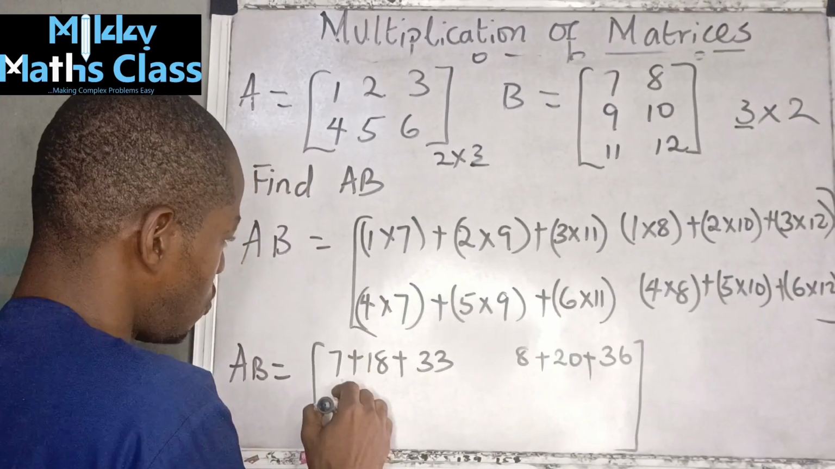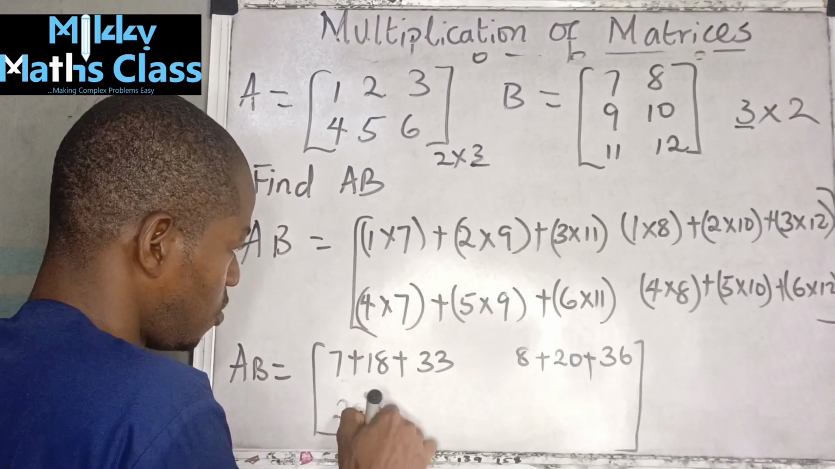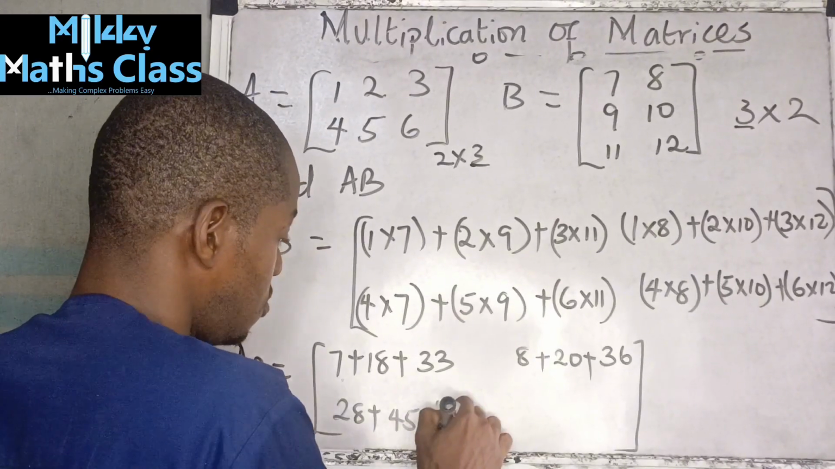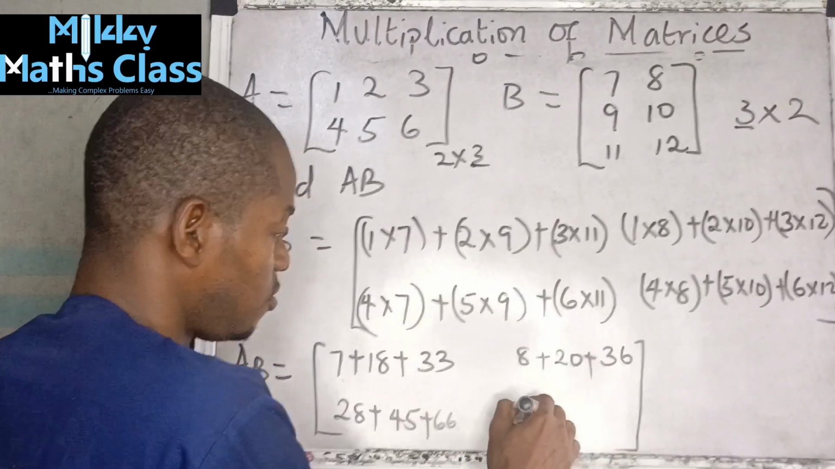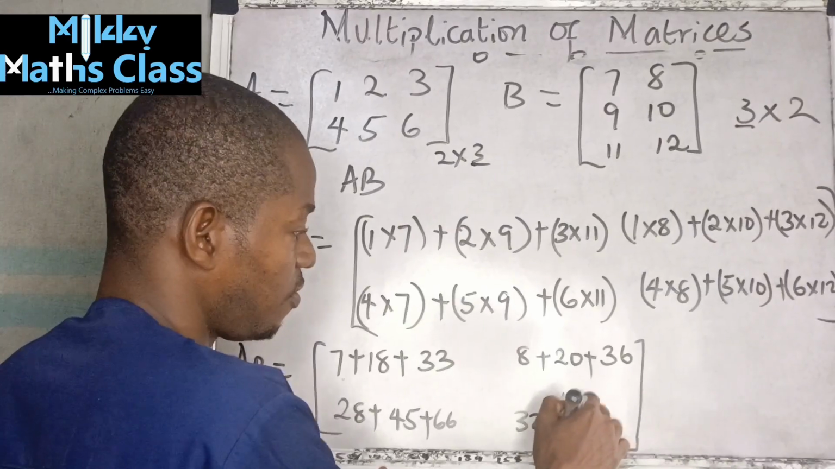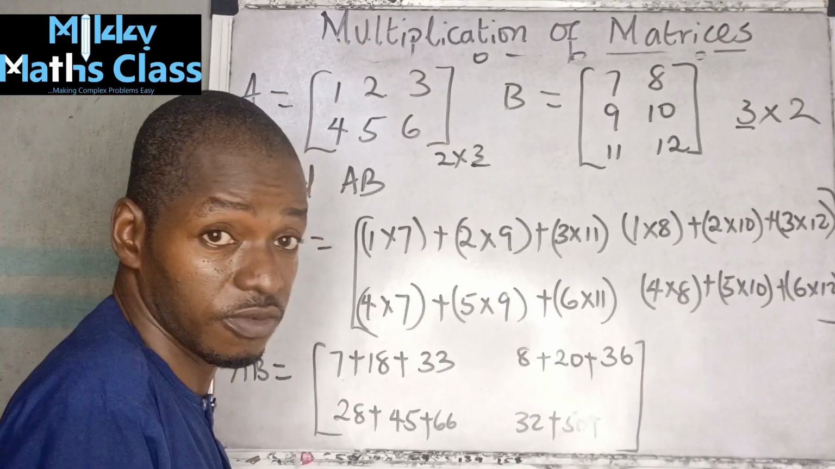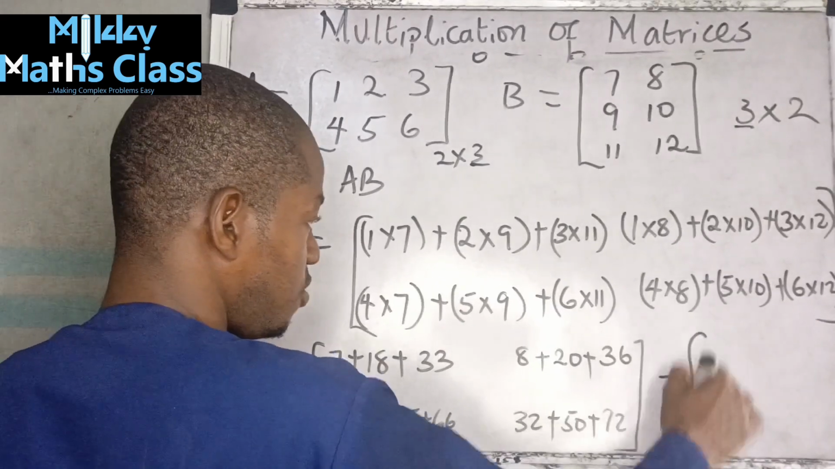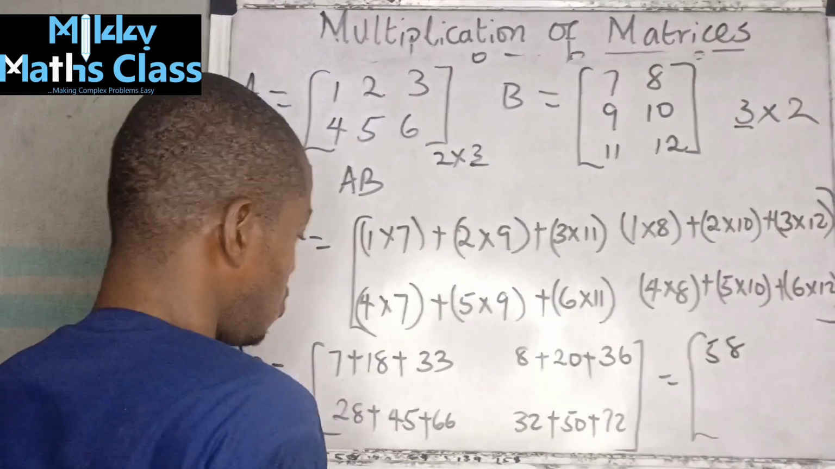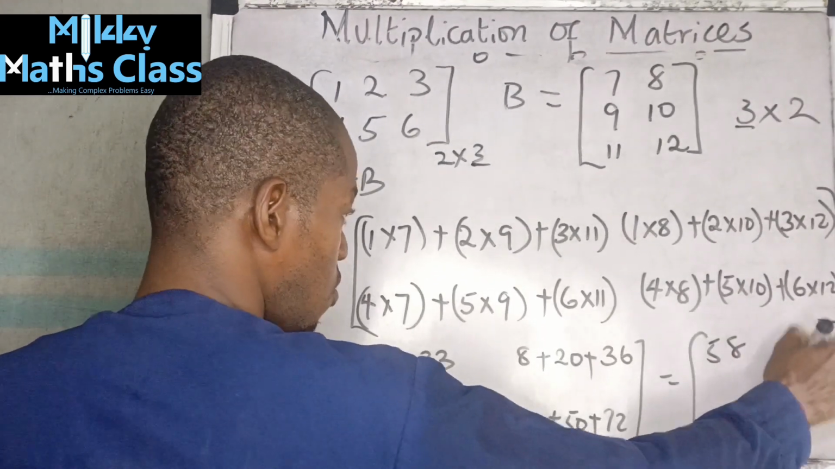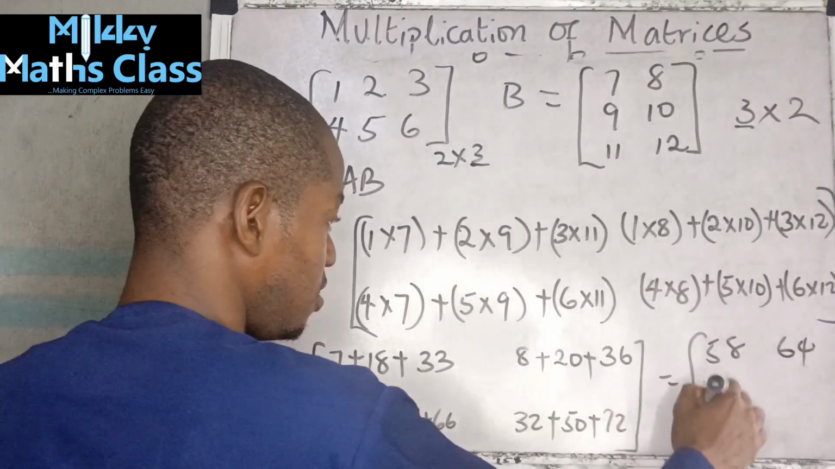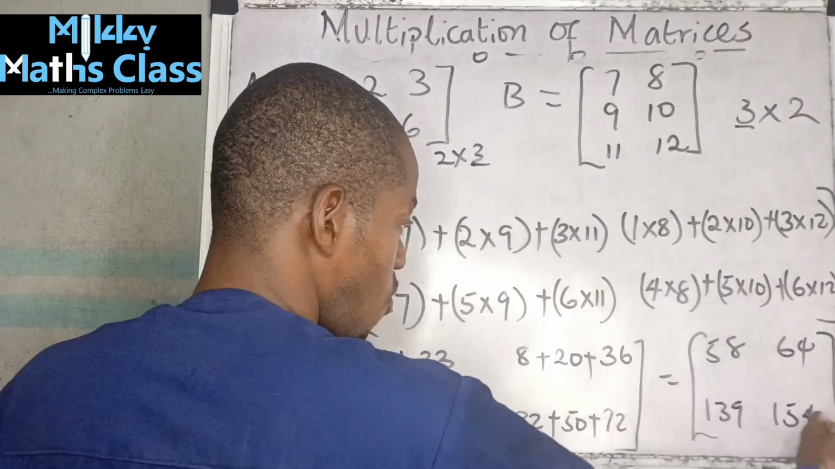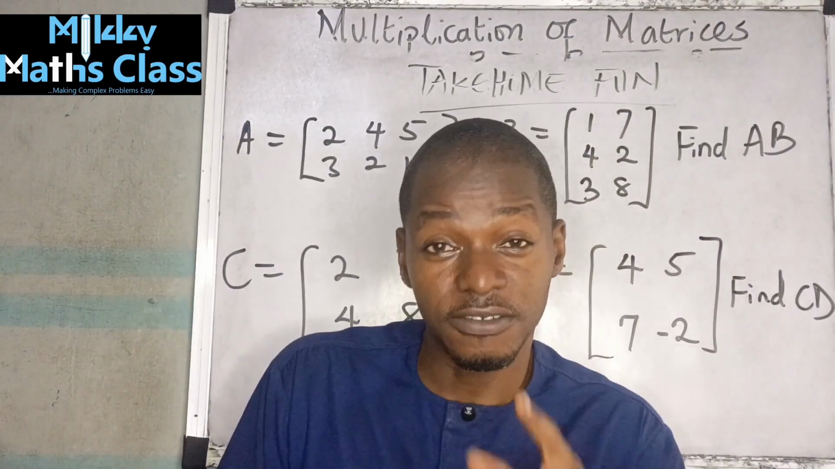Then this is 4 times 7, 28, plus 5 times 9, 45, plus 6 times 11, 66. Then this is 4 times 8, 32, 5 times 10, 50, plus 6 times 12 is 72. So when you do that, you have, this is 58. This is 64. This is 139. And this is 154.